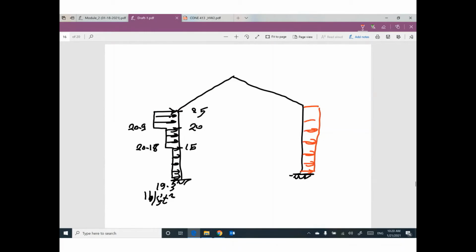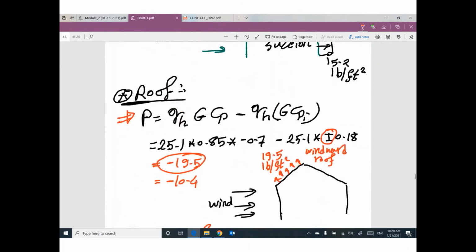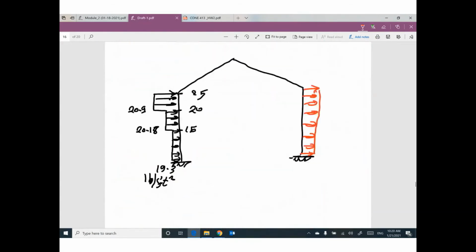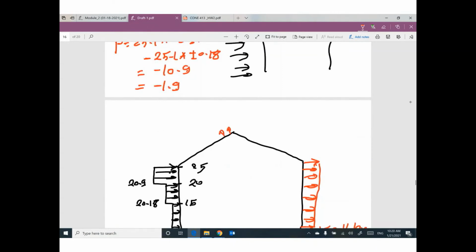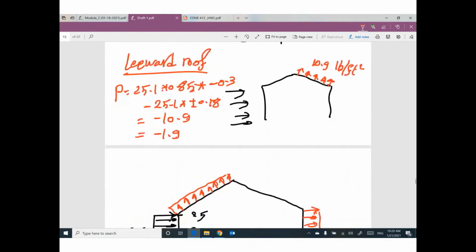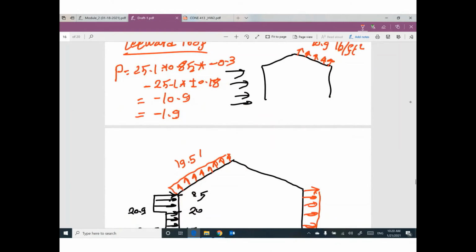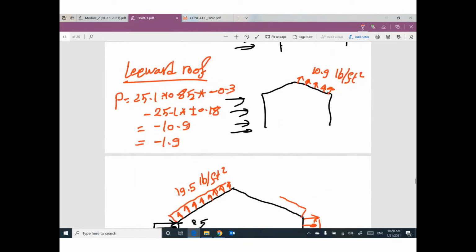We have only one value for this side. How much? 15.2 pounds per square feet. For the windward roof, which is this one, we have a value of 19.5 pounds per square feet. For the leeward roof, we have a value of 10.9 pounds per square feet.